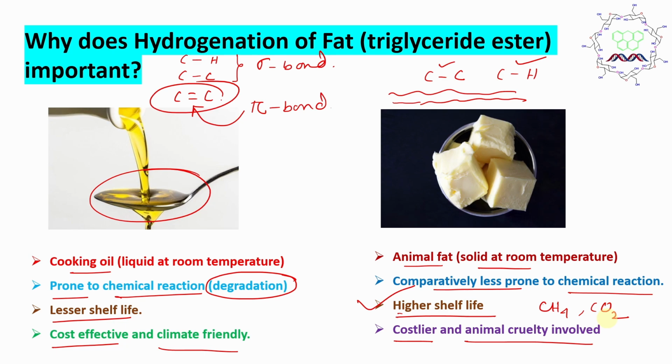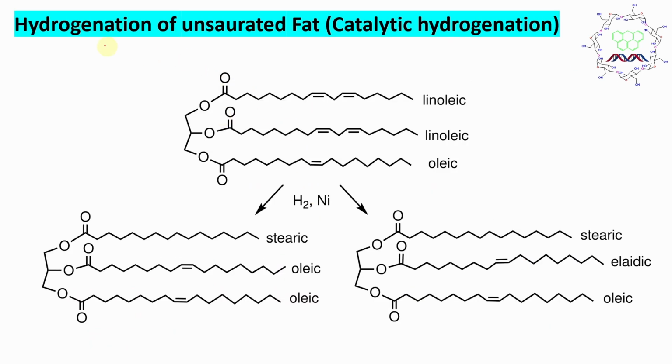Now as a question, why do we consume animal fat then? Because it tastes good. It's costlier, the climate impact is there, but it tastes good, that's why we want it. But isn't it possible to convert these oils, or these unsaturated fats, into saturated fat? Previously we have studied that this could be achieved by catalytic hydrogenation. Which catalyst? It could be nickel, palladium, or platinum, and among the three nickel is the cheapest, so that's why it's preferred.